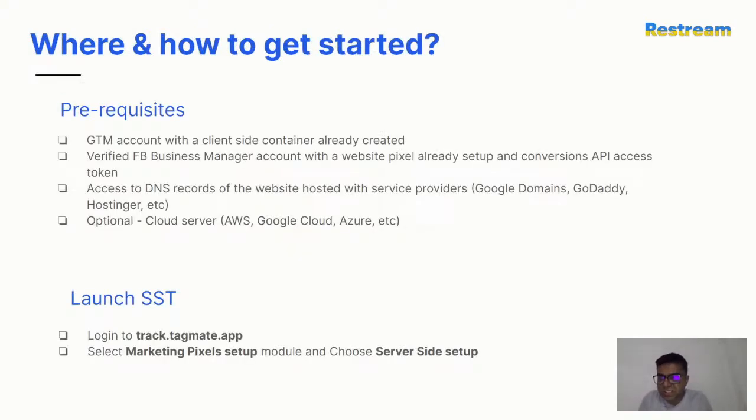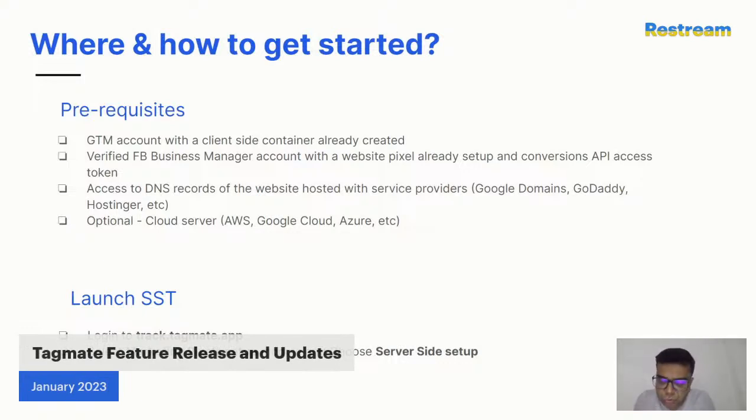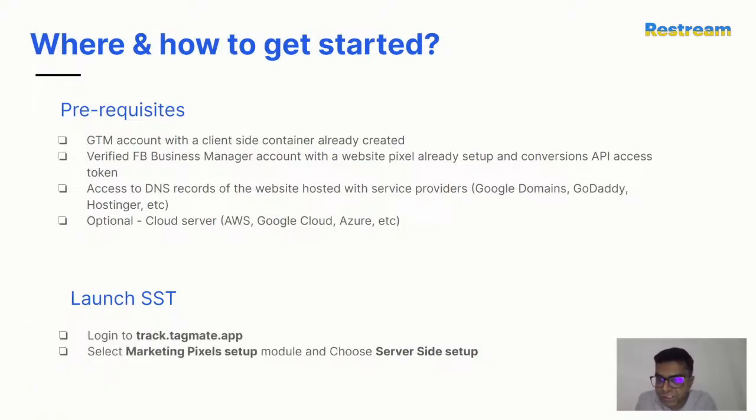So what is the prerequisite? The first is of course the GTM account. You should have a GTM account, and you should have one client side container, which is fairly easy to create. Verified FB Business Manager account with a website pixel already set up, and conversion API access token. Again, it's very easy to get this, and the access to DNS record of the website hosted with the service providers, right? And of course, this is actually optional. If you want to use your cloud server, then we can do it. But we recommend the TechMate GCP server. So let's go there.